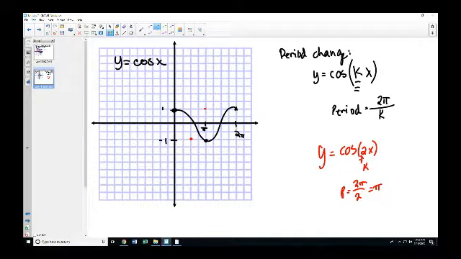Yeah, they're great. I love them. Whoa. That's a period change to pi units. So it repeats in that interval. Whoa, it's so weird. Oh, that makes sense.